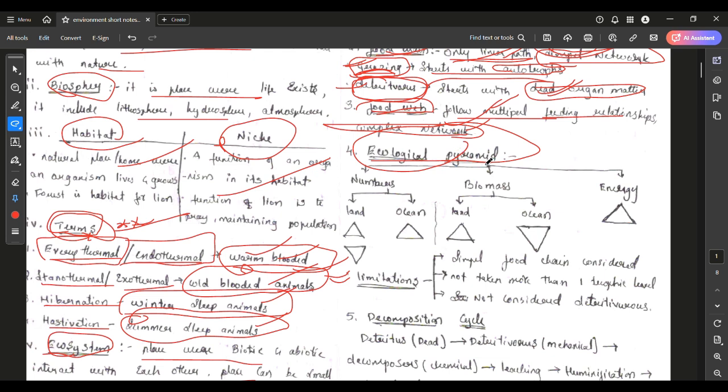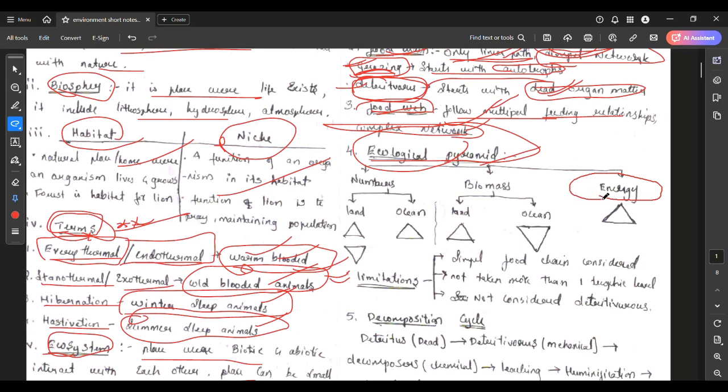By seeing this diagram, you can elaborate: an ecological pyramid is a graphical representation of the relationship between different trophic levels in an ecosystem, and it shows the flow of energy, biomass or number of organisms at each level. You can see here, I have also written it. By seeing this picture, you can elaborate this.